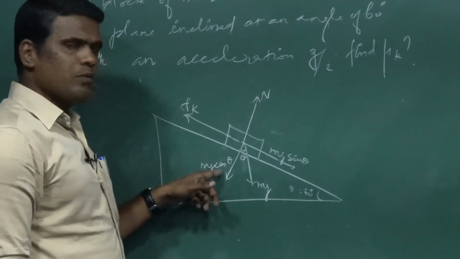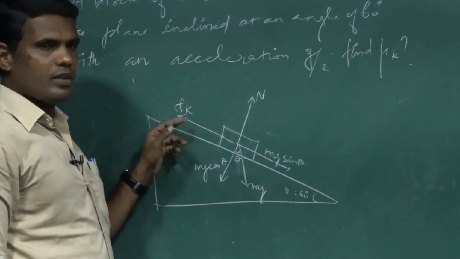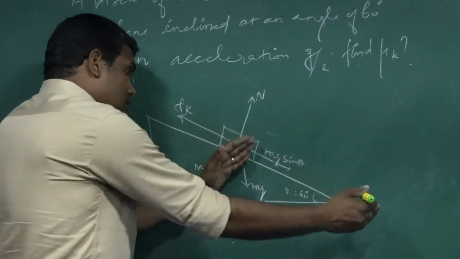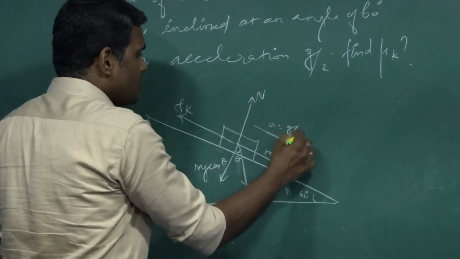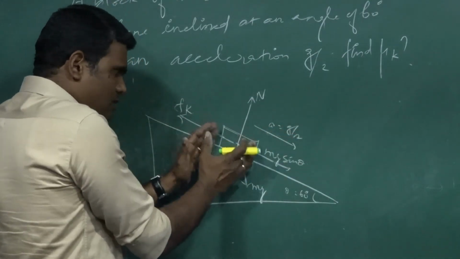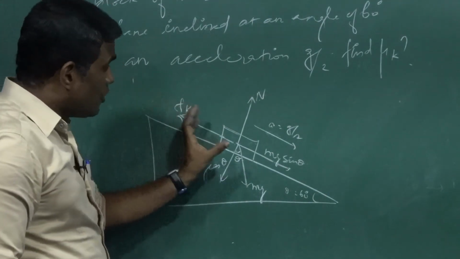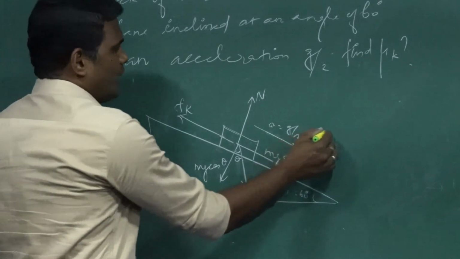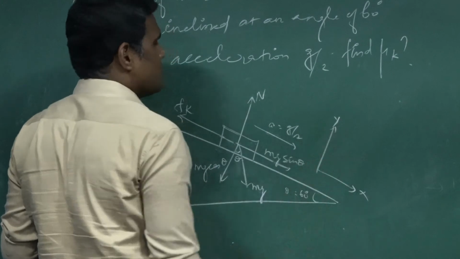As we saw, mg cos theta balances the normal force, and the mg sin theta component is equivalent to Fk. They have mentioned that the mass is sliding down with an acceleration a equal to g by 2. This is important. It means the block is not at rest, it is sliding down. So the net force acting on the mass m makes the object slide down. We need the inertial coordinate system.